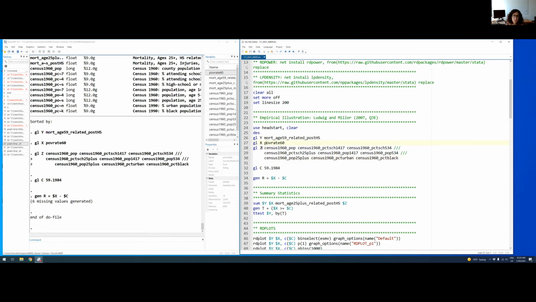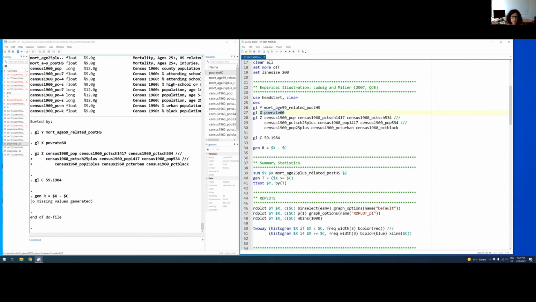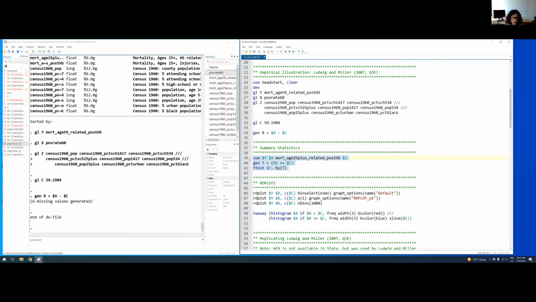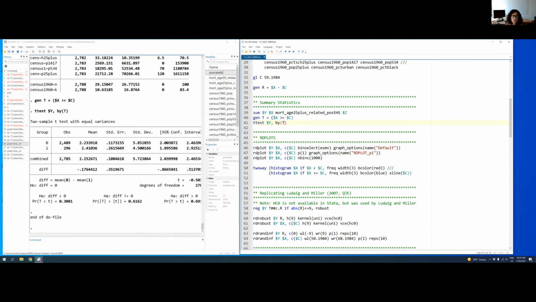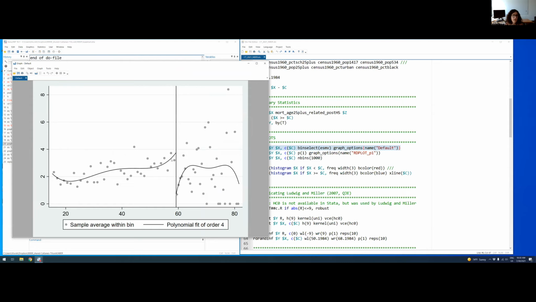So I just have the outcome and the score, and then we have several covariates that for now I'm not going to use. And I'm going to create a treatment indicator. The only command that I'm going to focus on here is rdplot, which is going to plot the outcome as a function of the score, given the particular value of the cutoff, with a few options that I'll talk about. This is actually the default, so you can even remove that. And this is what rdplot looks like.